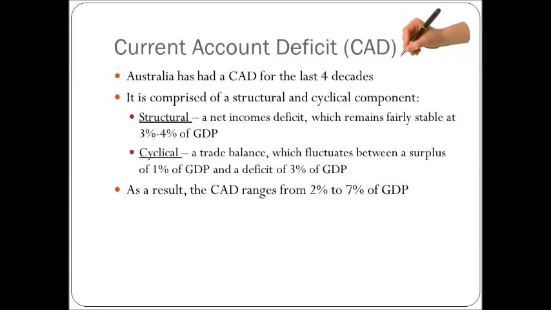Australia has had a current account deficit, CAD, for the last four decades. It's comprised of both structural and cyclical components. The structural component is a net income deficit, which remains fairly stable at 3 to 4% of GDP, and a cyclical component, that's the trade balance. It fluctuates between a surplus of 1% and a deficit of 3% of GDP. That's recent trends. As a result, the current account deficit ranges from 2 to 7% of GDP.